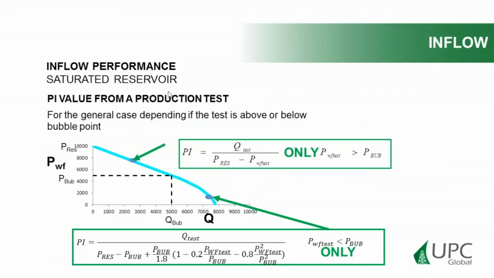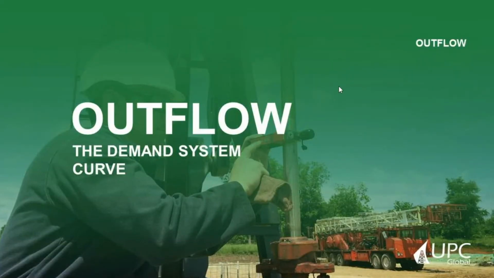When you have the saturated reservoir, the productivity index is very simple when you are in the straight line, using the standard equation that everybody thinks applies for the whole range. But when you are below the bubble point, you are going to use another equation. So, to clarify this typical mistake in the inflow, let's talk about the outflow, or demand curve.